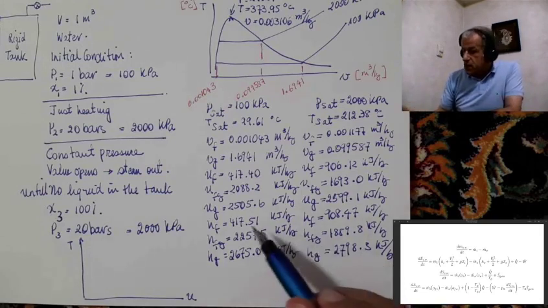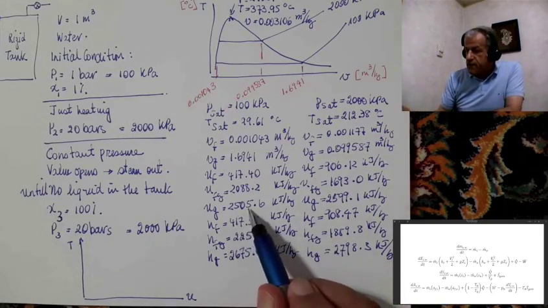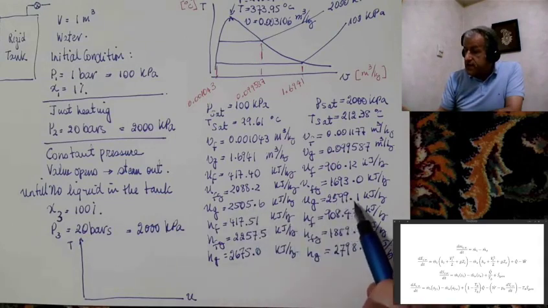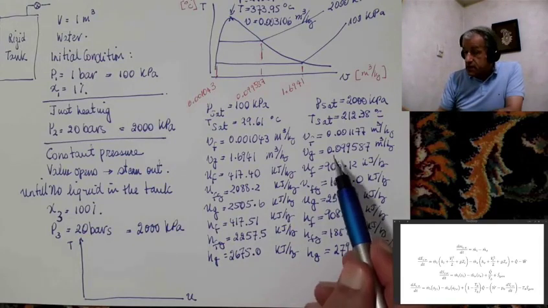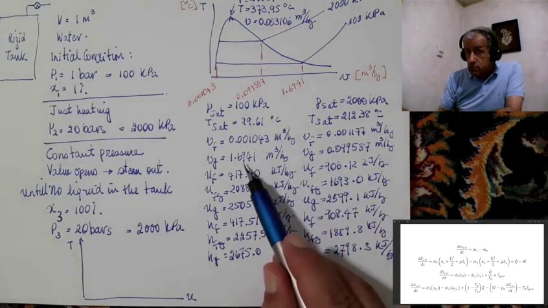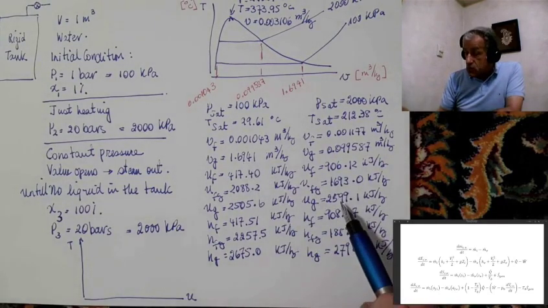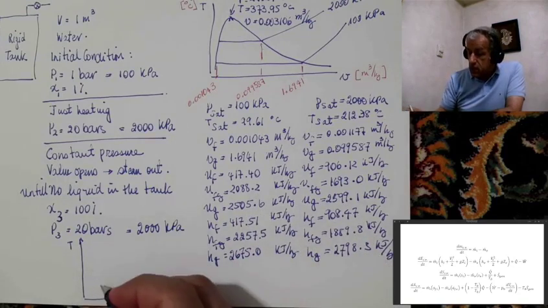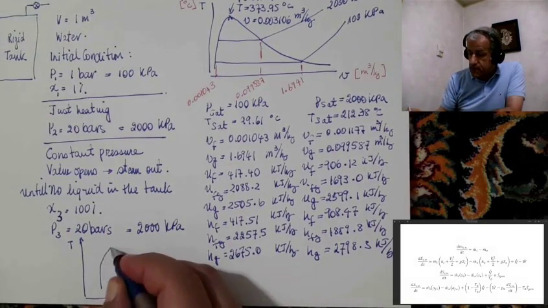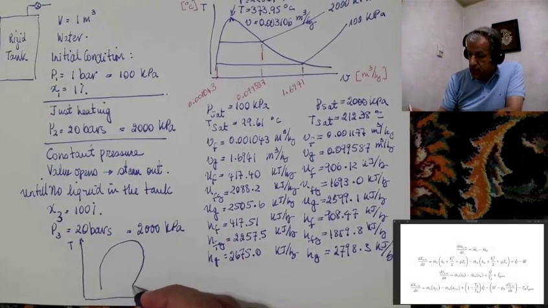And you see, UG is 25.05 for 100 kilopascals, and 2599, which is even higher. Look, this was 16 times smaller than this one. This one is higher than this one. So the curve would look like this. The saturation curve would look like this.